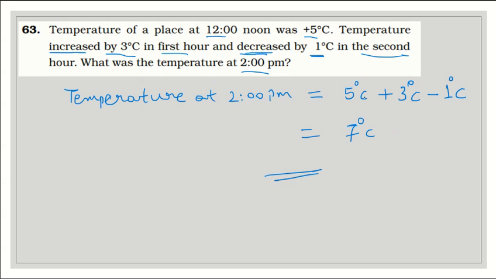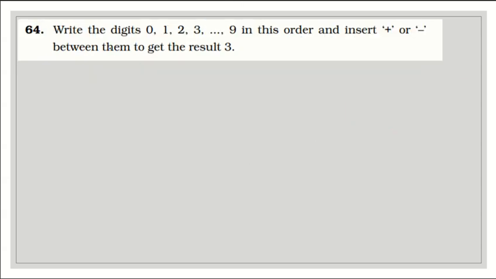so 7 degree Celsius will be the right answer. Now coming to question number 64, write the digits 0, 1, 2, 3 and so on up to 9 in this order. That means first of all we have to write these digits, and after writing, in between them we are asked to place the sign plus or minus so that the result gets plus 3. Now students, there are so many possibilities of writing, so I will write one or two of them.